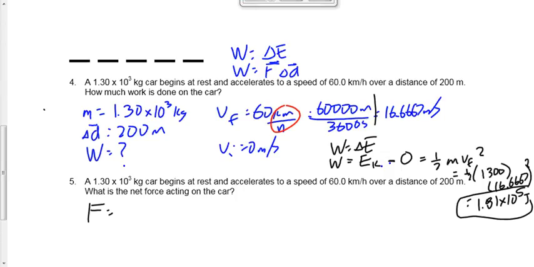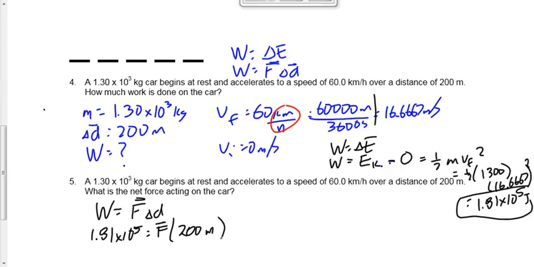Now, if you didn't do it Reese's way, the W equals F times D way, and you did it my way, or Julia's way, whoever you want to give credit to, W equals delta E equals 1/2 mv squared, then we've got to find it some other way. Well, look at what we just found a minute ago. Julia, we found the work in question number 4, right? 1.81 times 10 to the 5 joules. We know the displacement is 200 meters. So we can find the force there, right?